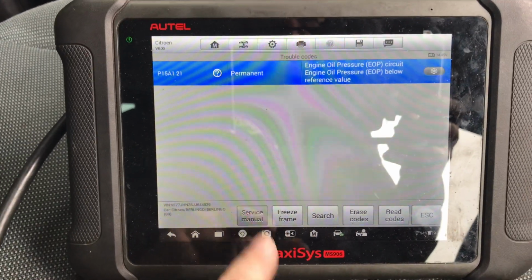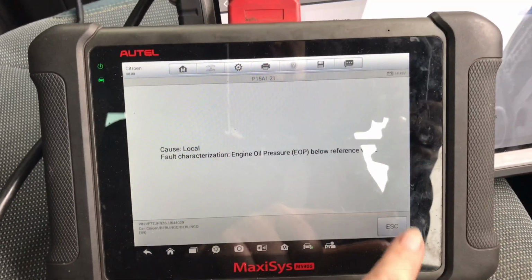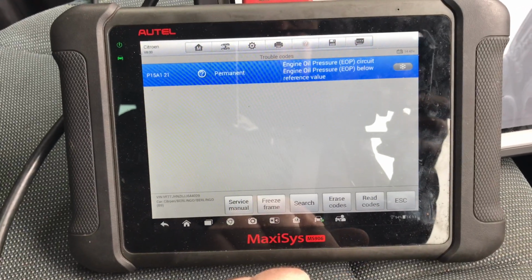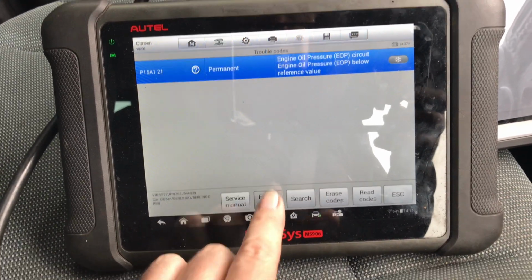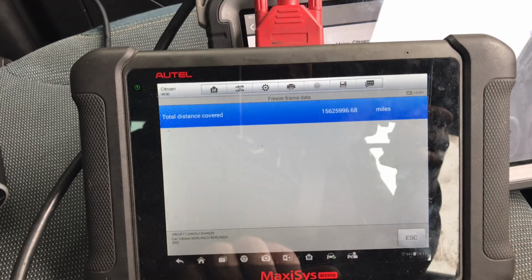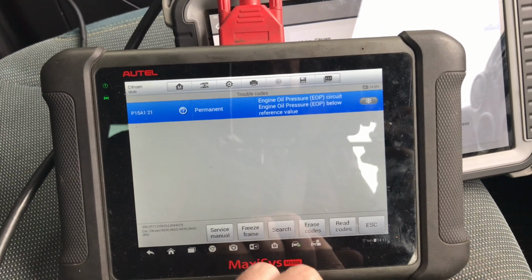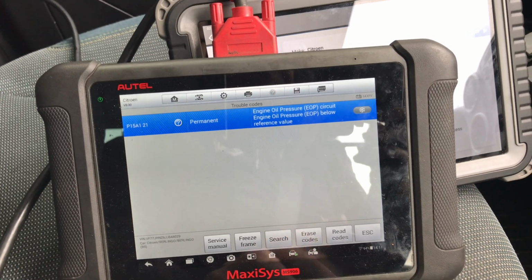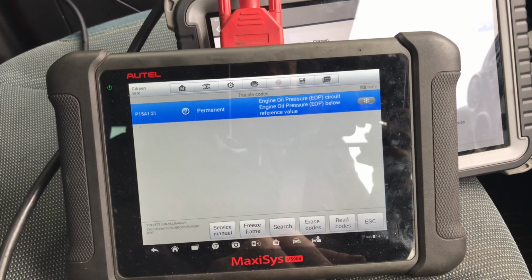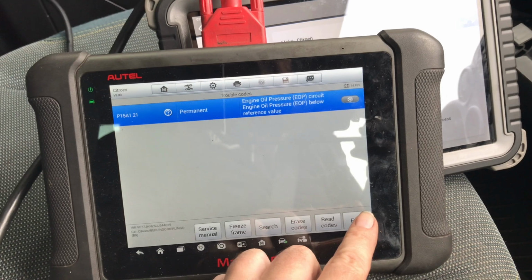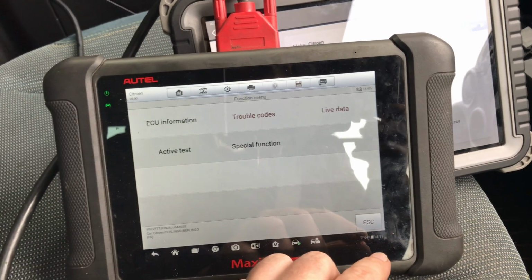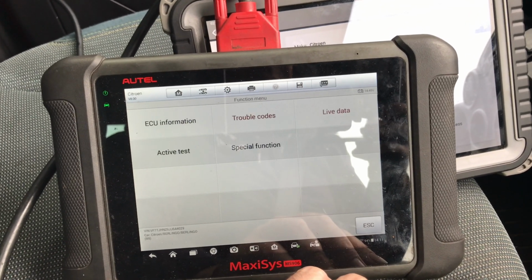Okay. What does the service manual say? Nothing. So freeze frame. No, nothing there. So the best way to do this is to get a gauge on it and see what the actual oil pressure is. So we'll take it back to the garage and see if we can do that, but I'll let you know.